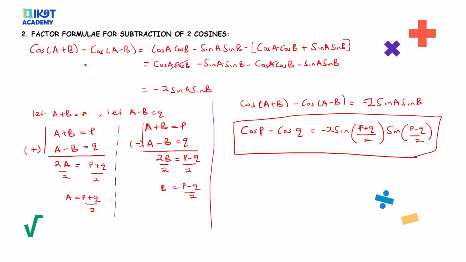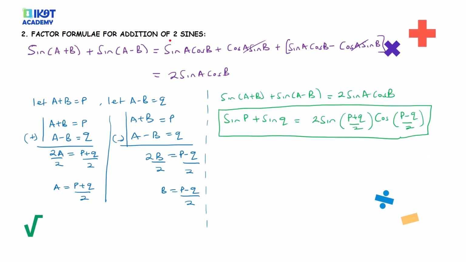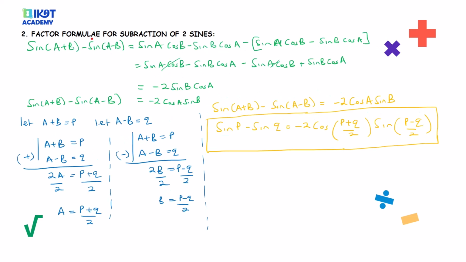Okay, so this is the factor formula for subtraction of two cosines. You see, this is the proof, you can go through it. Then this is the factor formula for addition of two cosines. Similar concept, you can go through it. This is the proof for the factor formula for subtraction of two cosines, and this is the proof, you can also go through it.